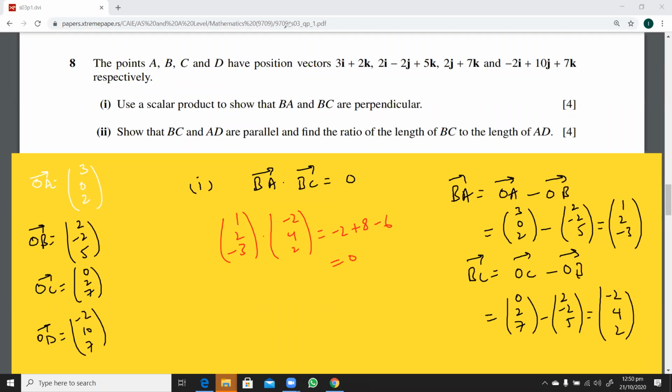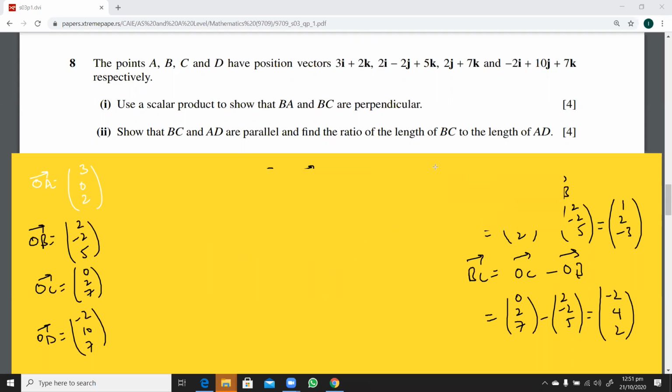Okay. Next, it says in the second part, show that BC and AD are parallel. Now we have to show that BC and AD are parallel to each other. So I'll keep the BC here and I just need the AD. So we have to prove that in the second part, BC is parallel to AD. How can you prove that two vectors are parallel?